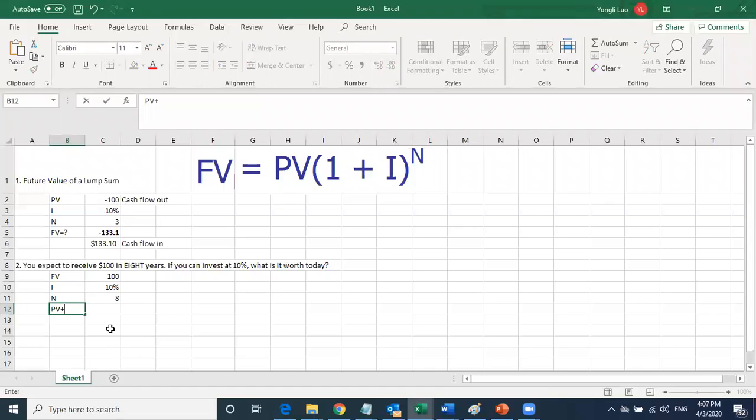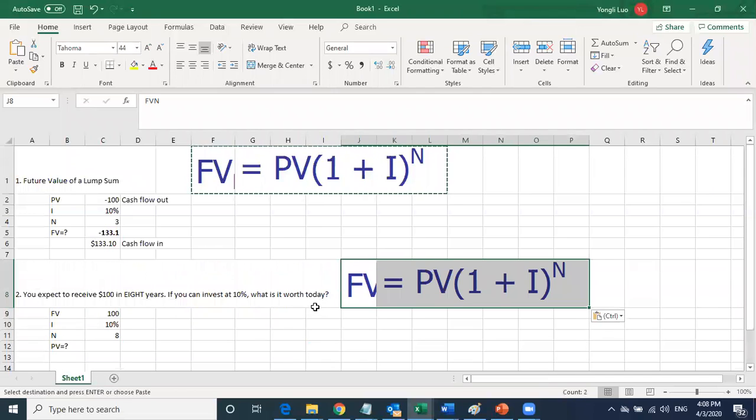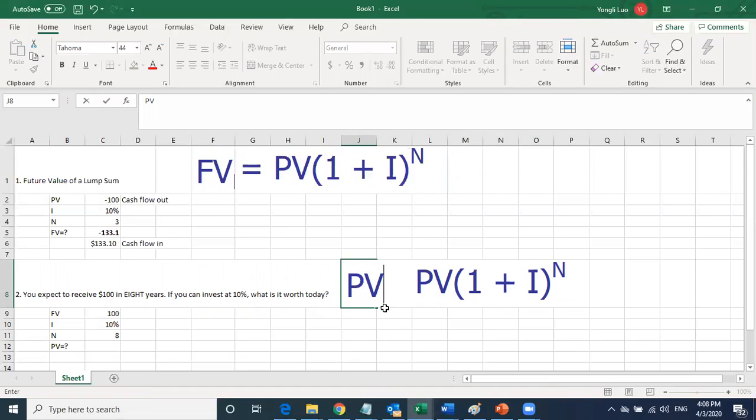So you wanted to know how much is it worth today? Okay, present value. Look at this formula: future value is present value times that, and then the formula is going to be, what is the formula gonna look like? Future value of 1 plus i to the power of n. Yes, so you move the present value to the left.